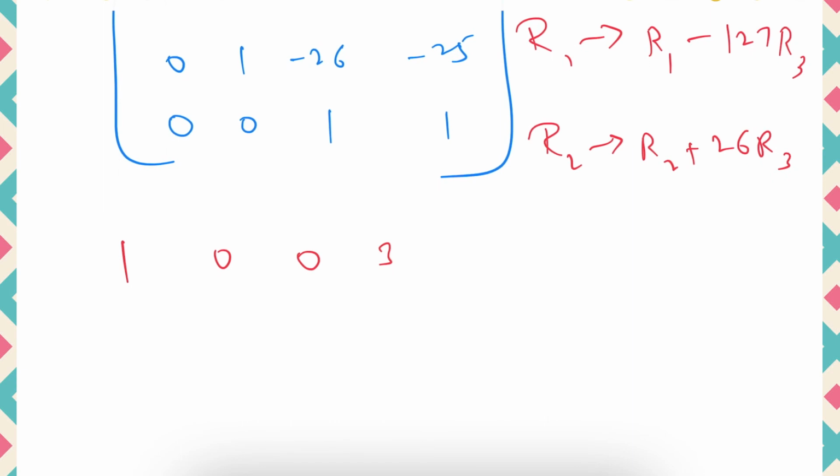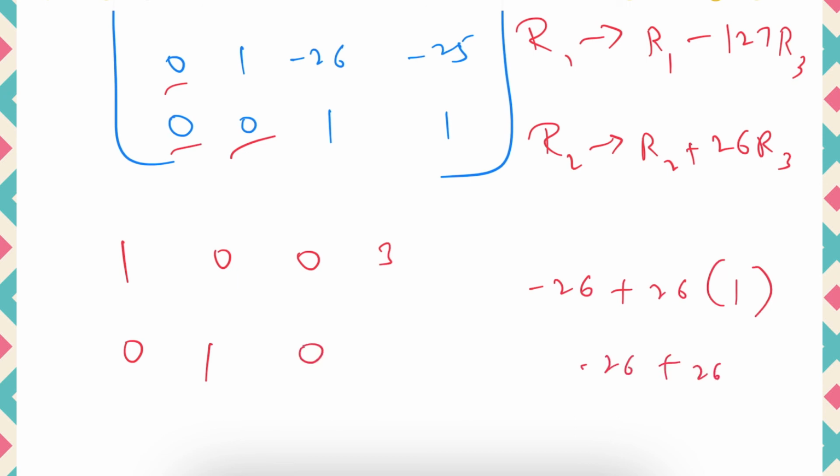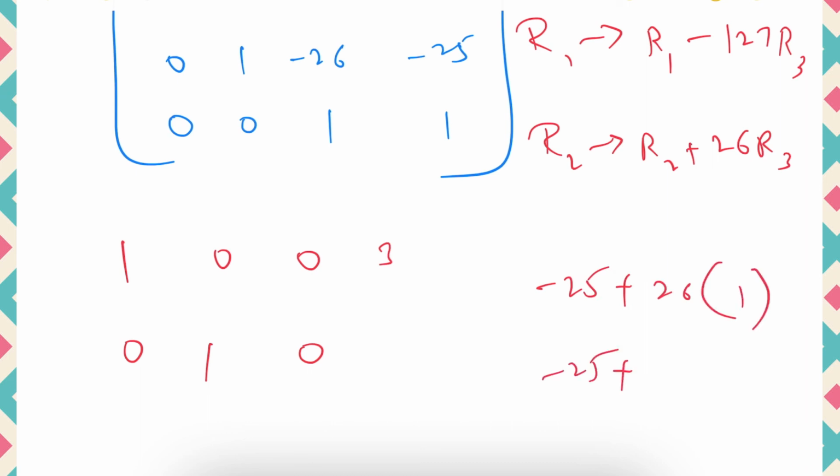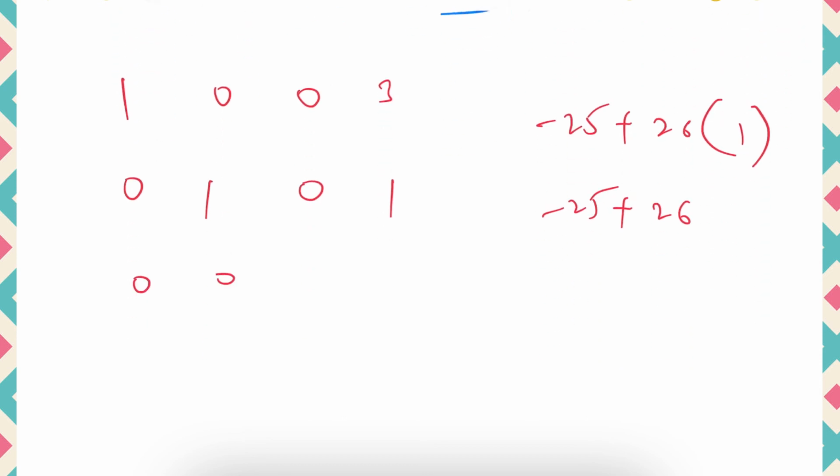So what is second row? We have R2 plus 26 R3. These two are zeros only, so no problem. And here also 0 only, so no problem. Now comes third element. Row 2 is minus 26 plus 26 into row 3. Minus 26 plus 26, it is 0. Then last element. Row 2 is minus 25 plus 26 into row 3, 1 it is. Minus 25 plus 26 ones are 26. So minus 25 plus 26 is nothing but 1. Okay, now third row as it is 0 0 1 1. Okay, by this we completed.